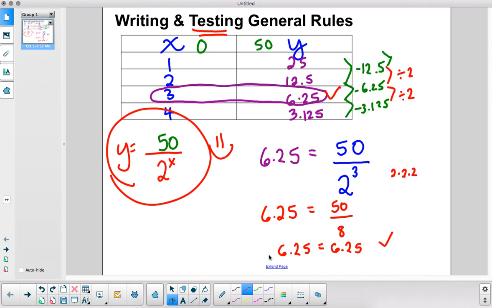So try again, try to test this value with x equals 4 and y equals 3.125.